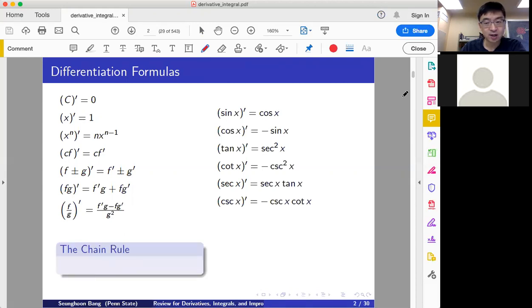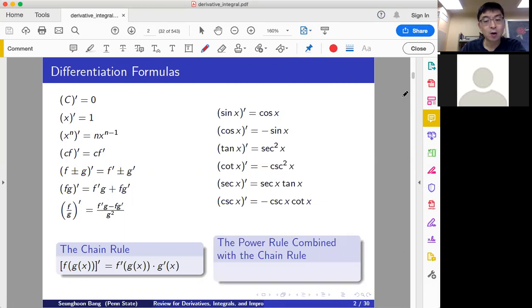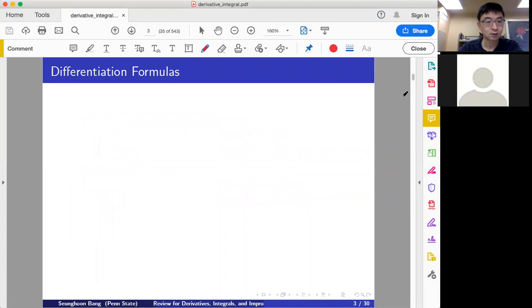Do you remember the chain rule? What's the chain rule like? F of g of x prime is f prime of g of x times g prime of x. The power rule combined with the chain rule: g of x to the power n prime is n times g of x to the n minus 1 times g prime of x. The differentiation formulas.